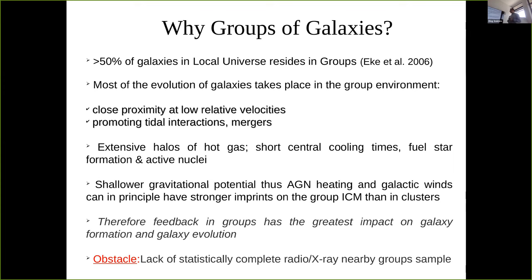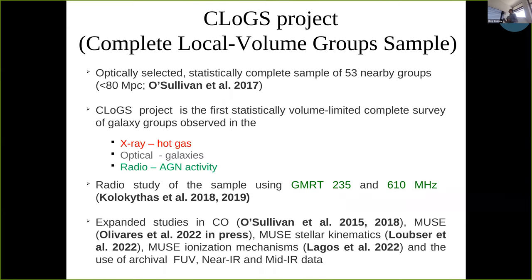There is a lack of a statistically complete radio and X-ray nearby group sample. And in order to deal with this, we have embarked on the CLoGS project, which is an optically selected, statistically complete sample of 53 nearby groups within 80 megaparsecs.